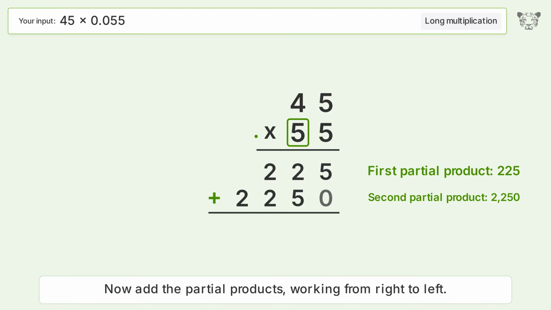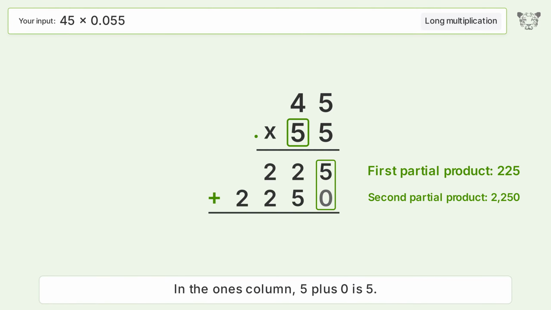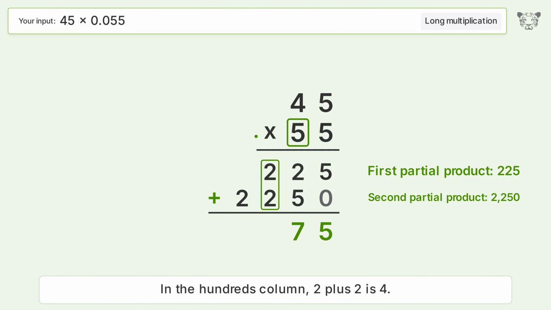Now add the partial products, working from right to left. In the ones column, 5 plus 0 is 5. In the tens column, 2 plus 5 is 7. In the hundreds column, 2 plus 2 is 4. In the thousands column, bring down 2. The product of the whole numbers is 2,475.